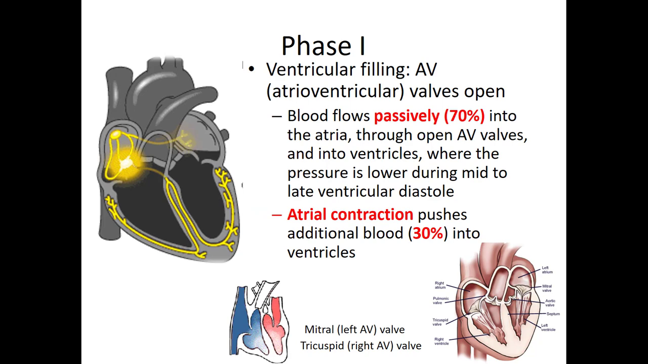Phase 1, ventricular filling, the AV, so atrioventricular, valves open. The pressure inside the heart chambers rises and falls during each cardiac cycle. When the atria are relaxed, blood from the venous circulation fills the atria. About 70% of blood filling the atria during this time passively flows directly through the mitral and tricuspid valves, or AV valves, into the ventricle. When the atria contract, they push the remaining 30% of their volume into the ventricle.